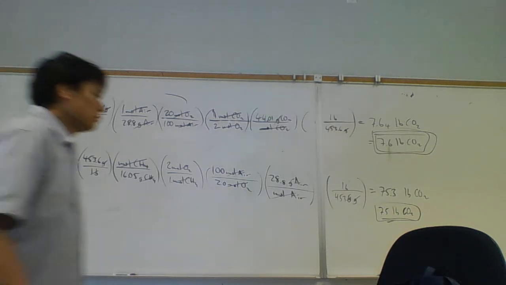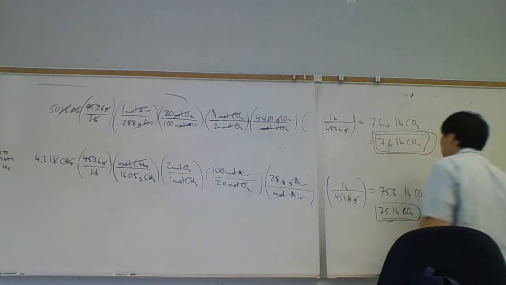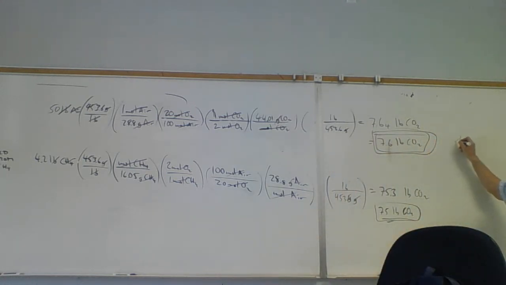All right, and so in theory, we can only make this much. And so this is what we call the smaller amount. And that's the yield. Okay, this we call the theoretical yield.